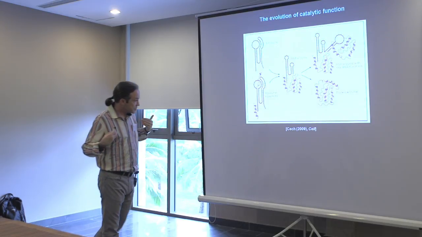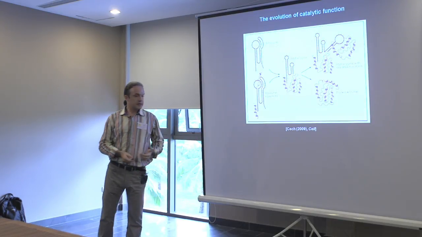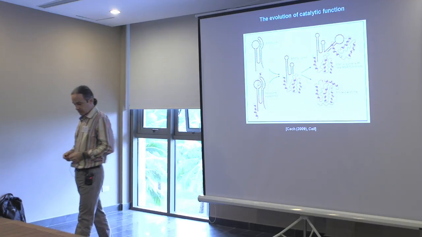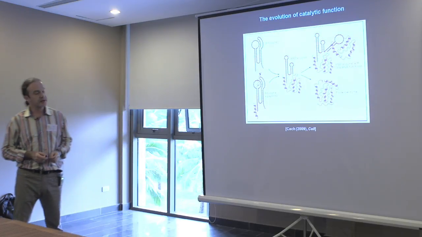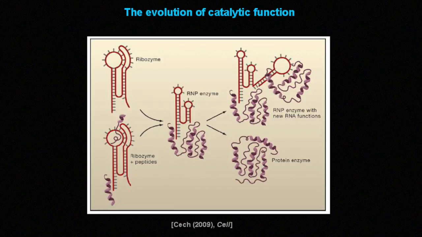So Cech, once the ribozymes were accepted by the community, and he and Altman received the Nobel Prize, of course, wrote hundreds of papers, as you can imagine, and one of them shows this very interesting cartoon about the possible evolution of the catalytic function.